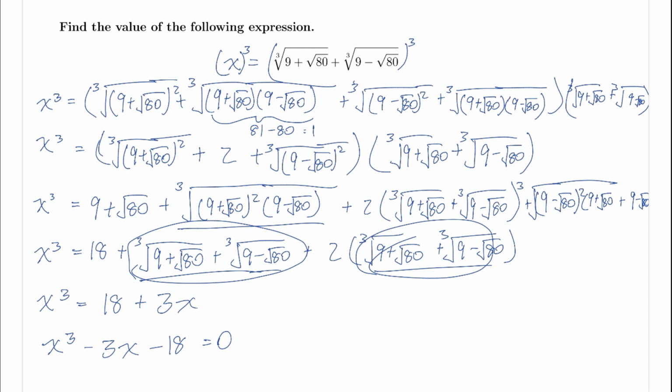From here, we can just test really any factors of 18 to see if they can solve this equation. And one that immediately pops out is x equals 3, which if we test, it's 27 minus 9 minus 18, which does equal 0. So now we can divide the cubic by x minus 3 to see if we can find any more real roots.